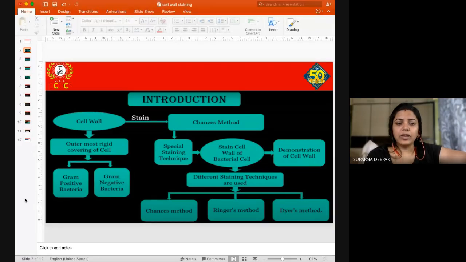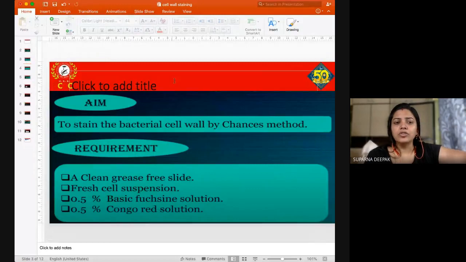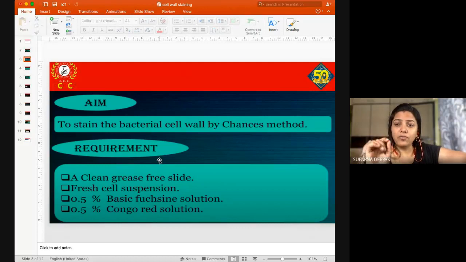Let us go forward with the first method, Chance's method. The aim of this experiment is to stain the bacterial cell wall by Chance's method, as I have already specified. The requirement of this experiment is a clean, grease-free slide. I'll also show you how to make it grease-free.